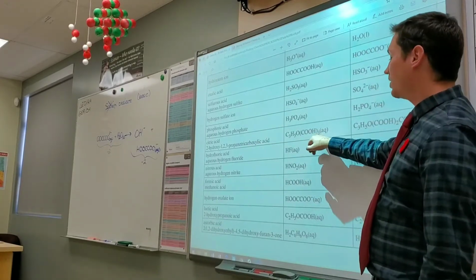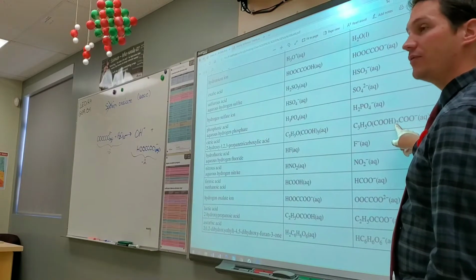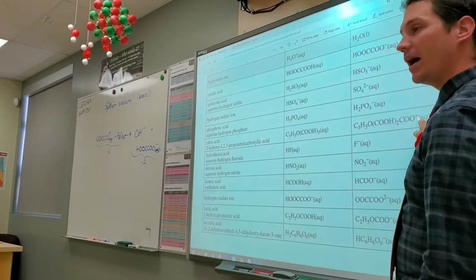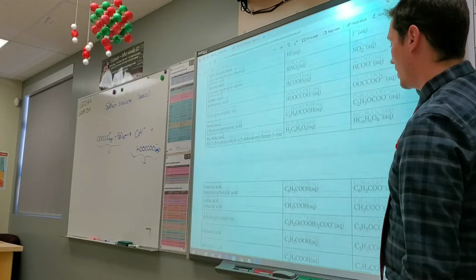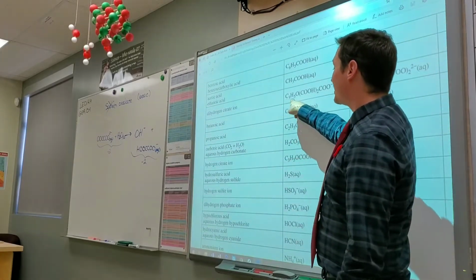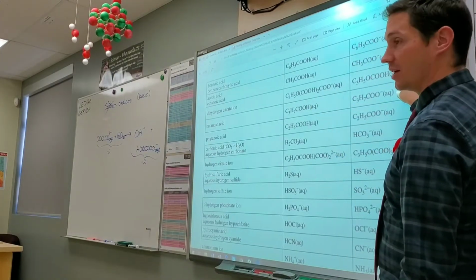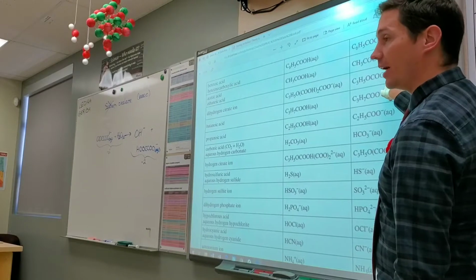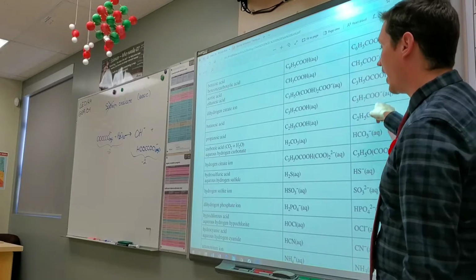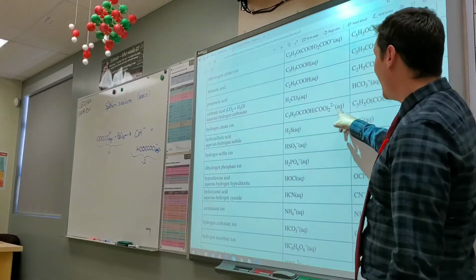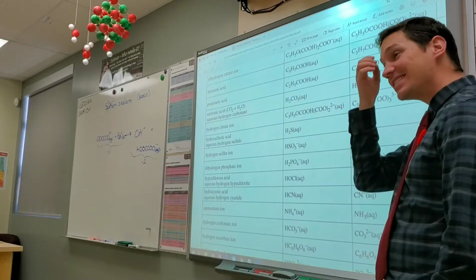So when you react this with a base, the first time it'll give up 1 hydrogen. So now you have 2 COOHs and a COO minus, right? The second time, now you can take that dihydrogen citrate ion, and if you react it again, you lose another hydrogen. So now you only have 1 COOH and 2 COO minuses. Then you can take that hydrogen citrate ion, and you can react it again a third time and rip off that final hydrogen. Does that kind of make sense?